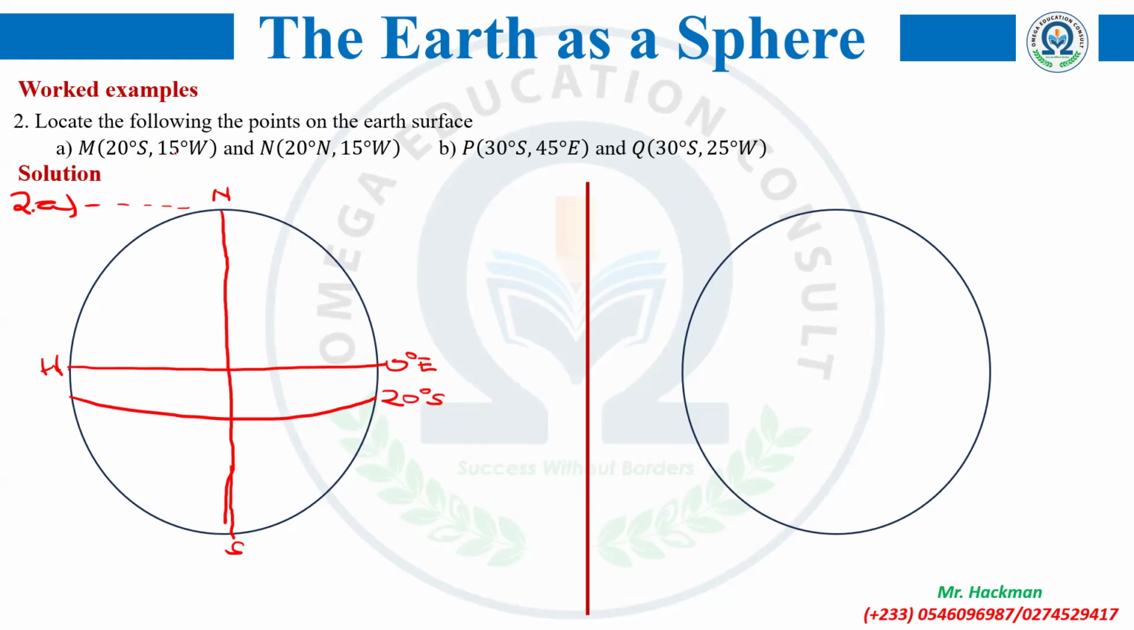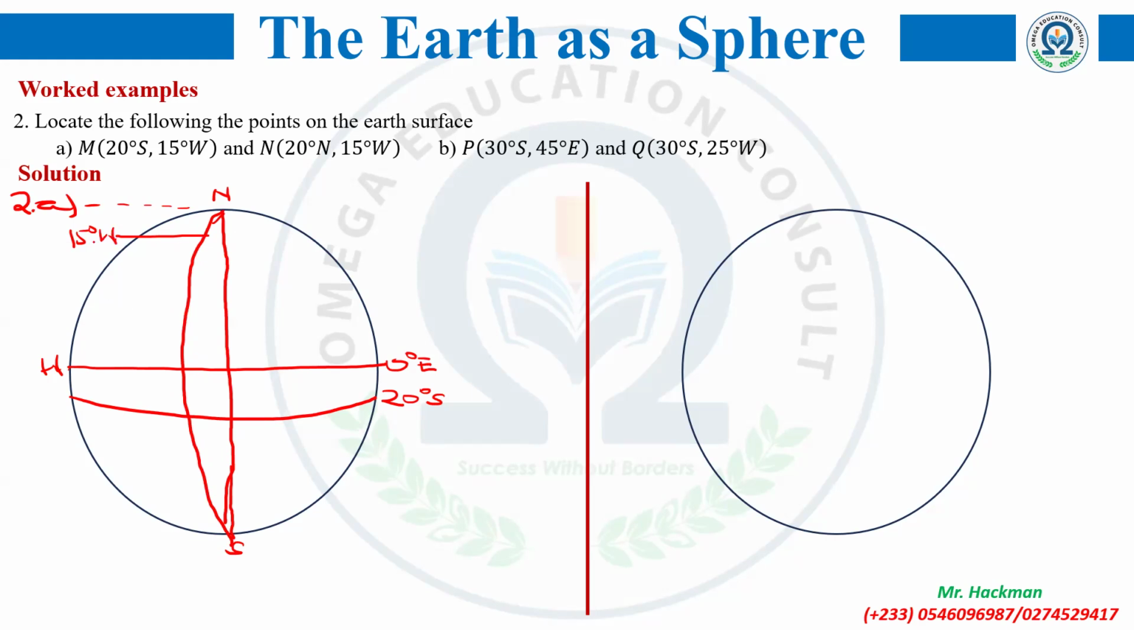Then 15 degrees west. West will be here. And that one, you do this, 15 degrees what? West. So that is 15 degrees west. So this is what we have here. I think my point will be made. So let me write it here: 15 degrees west.